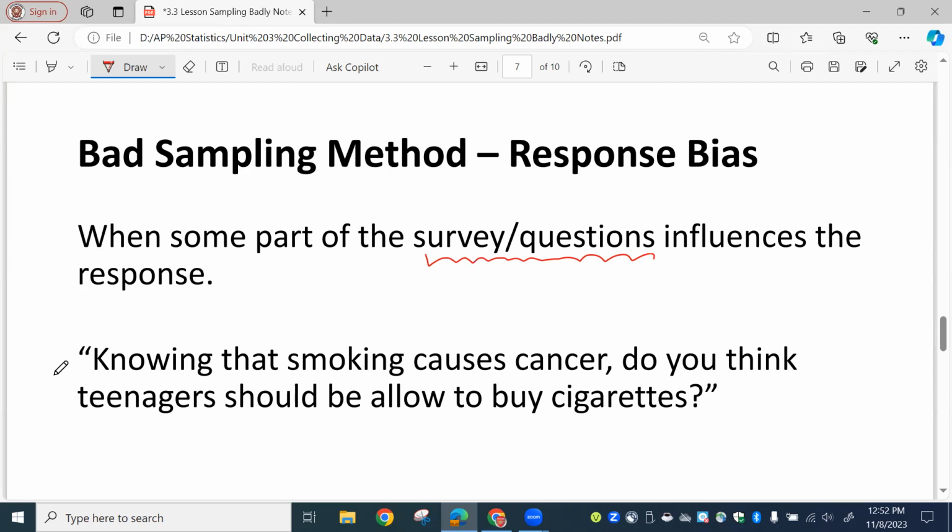So my example here is where I lead this question about teenagers smoking cigarettes with "smoking causes cancer." I am asking a leading question. I am stating something negative about smoking before I ask somebody if they think smoking should be allowed among teenagers. And so that would potentially influence the response of the person being surveyed and create some bias.